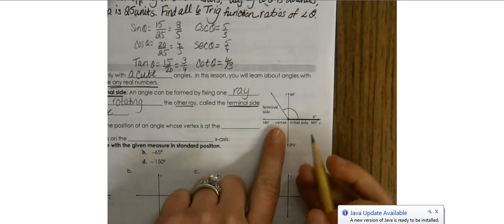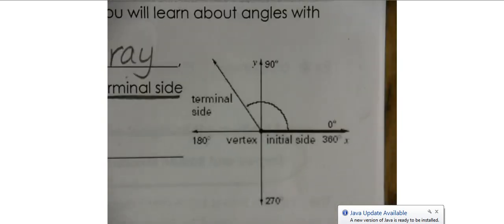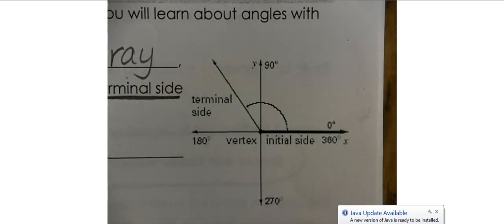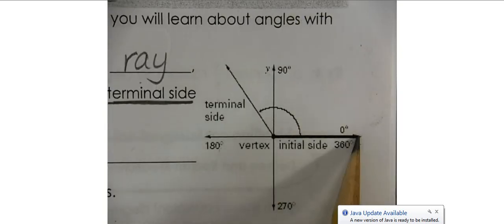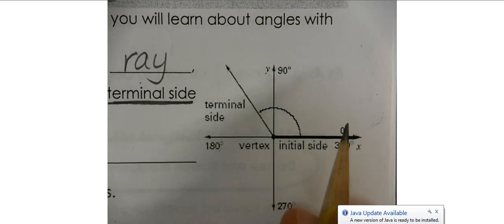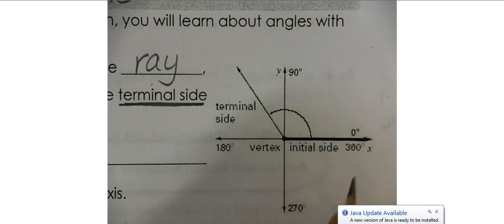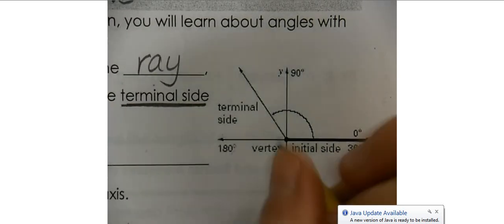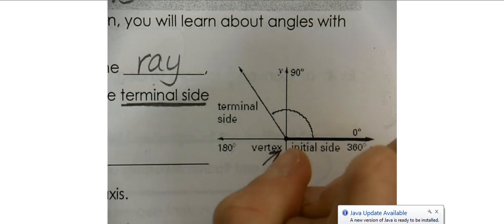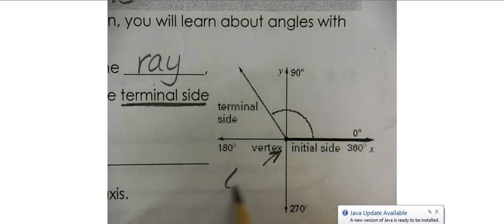In this picture, we have ourselves an angle. In this angle, we have our initial side, and the initial side is always going to be on the positive axis. The vertex in standard position is always going to be at the origin, or at 0, 0.